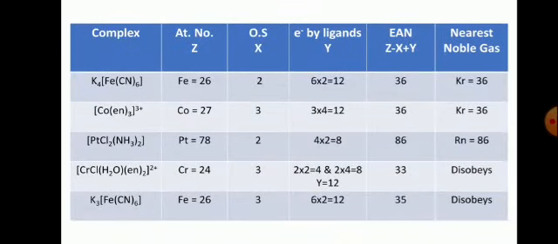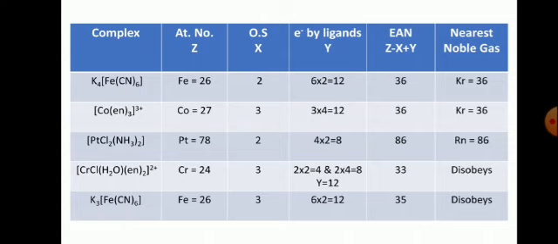For example, the first example is what you have seen in the previous slide, that is K4[Fe(CN)6]. So here the atomic number, Z, is 26. The oxidation state of the central metal, iron, is 2, and the electrons donated by the ligands are 12. So EAN becomes 26 minus 2 plus 12, that is 36, which is equal to the atomic number of krypton. So this complex is obeying EAN.